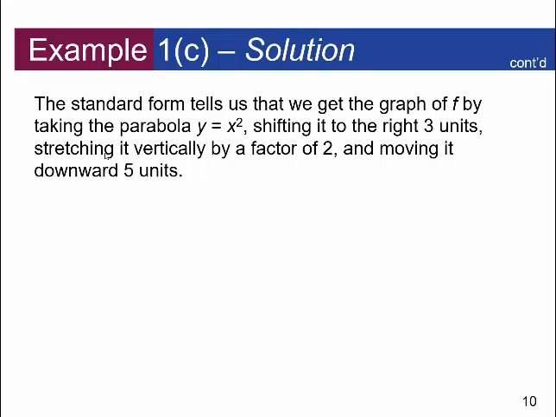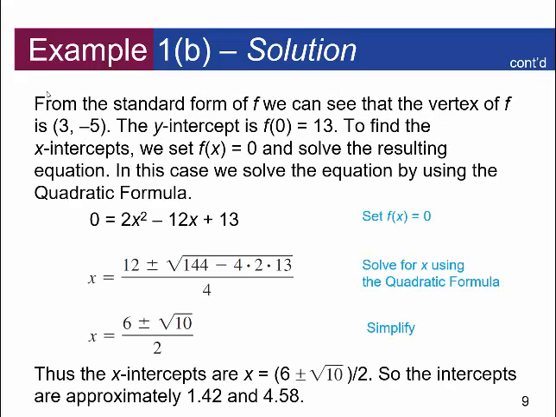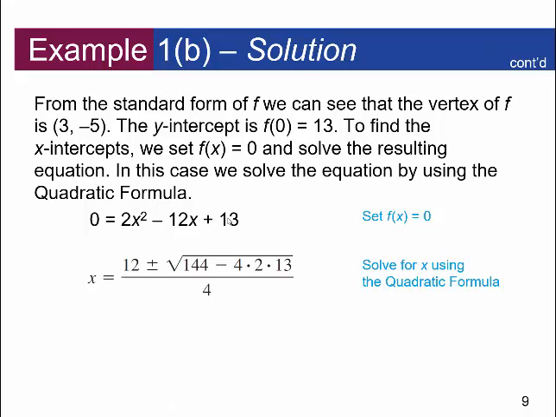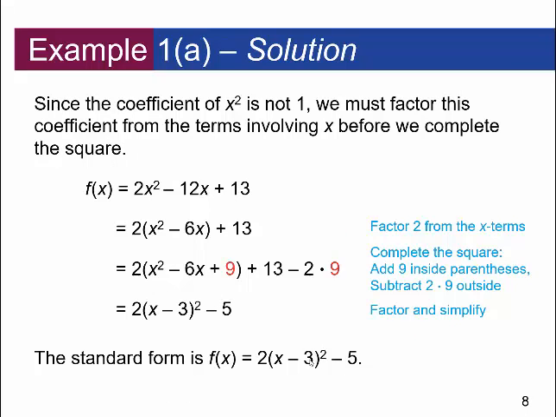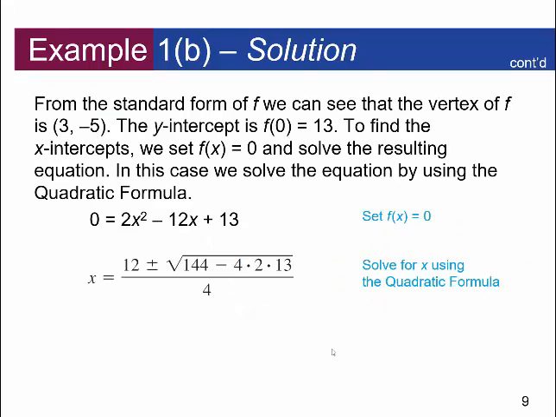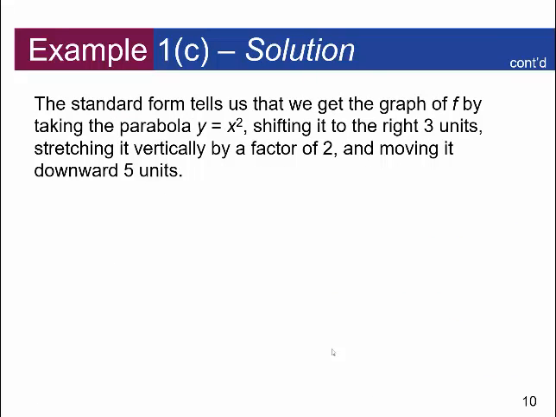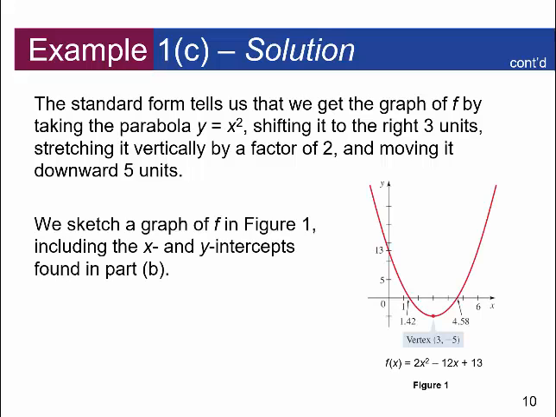The standard form tells us that we get the graph of f by taking the parabola, this original one, y equals x squared, shifting it to the right 3 units, that's from here. Let me go back. Inside the standard form, I'm shifting it to the right 3 units. This is going to tell me to stretch it vertically by a factor of 2 and then shift it down 5 units. And you can see this is what I do. Plot the vertex, x-intercepts, and then the y-intercept, and you get this nice smooth curve right through. Okay, and that's what this graph looks like.